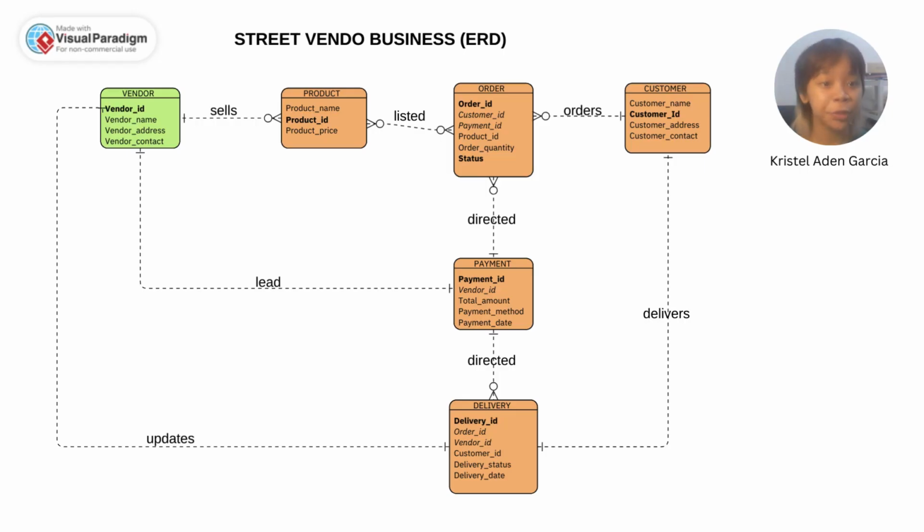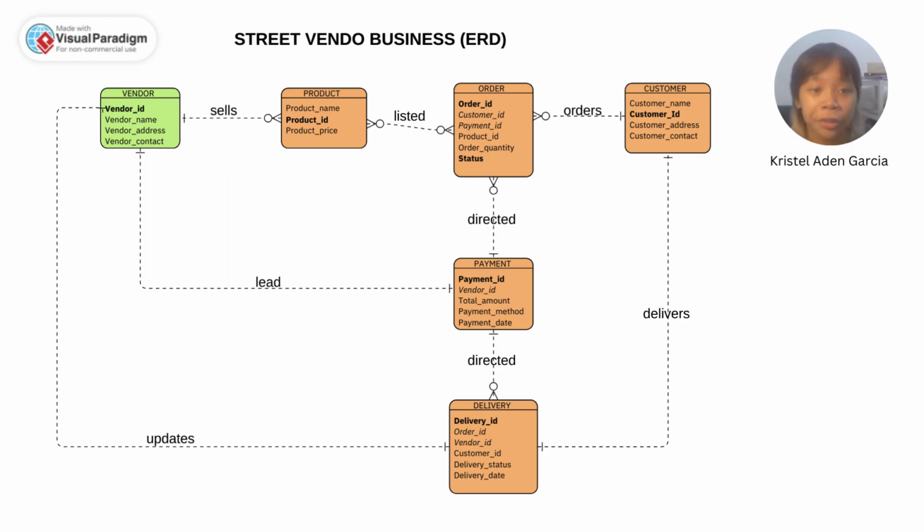Our ERD visualizes the database structure for our street vending business, showing how different parts connect to facilitate smooth operations. Let's dive into the main components, what they do, and how they connect. Vendor sells products. Vendor sells items listed in our product list. Each vendor is identified by a unique vendor ID.